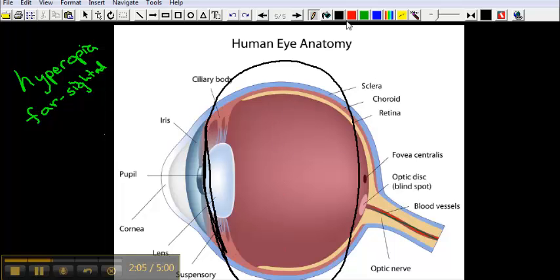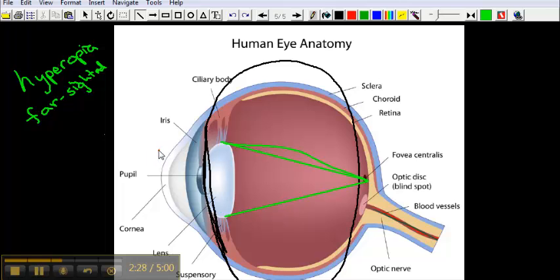So again, that light is trying to focus back here like this when you need it to focus up here. It's focusing too far back. So what you do is you put in a converging lens.